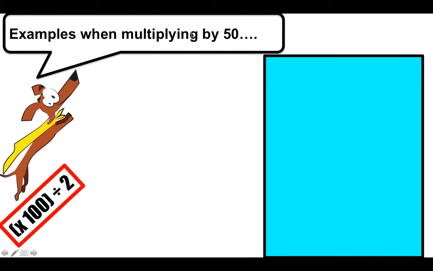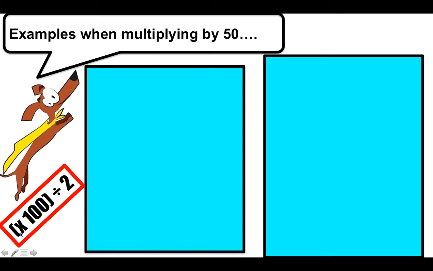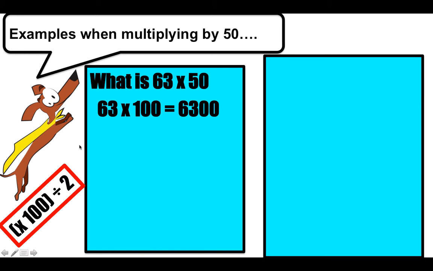Let's have a look at examples when multiplying by 50. So remember our rule here is multiply by 100 and divide by 2. So what is 63 times 50? Now this starts to look a bit more complicated, right? But really it's not. It's just following the rules that we've learnt already and understanding that halving and multiplying by powers of 10 can help us to find solutions quickly. So let's start with a rule.